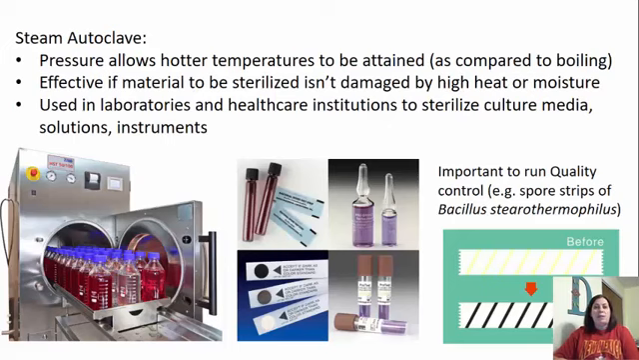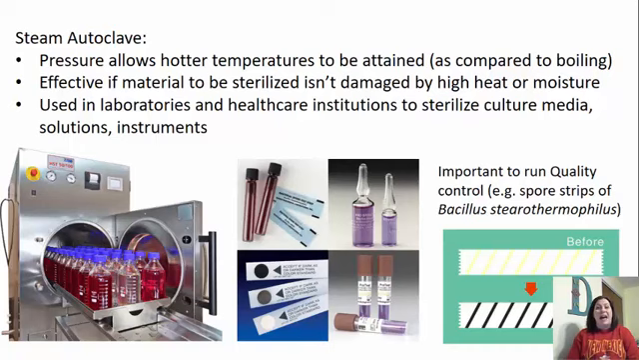One of the main ways that we use heat in the lab is through a steam autoclave. The whole point of the steam autoclave is it allows you to use really high pressure and hotter temperatures to sustain the high heat. This is better than with boiling because it actually will keep it in a contained area. This is effective if material is to be sterilized, if it's not damaged due to high heat or moisture.